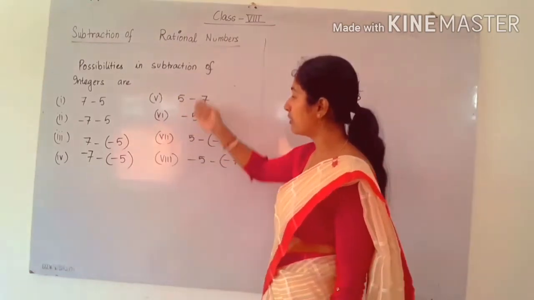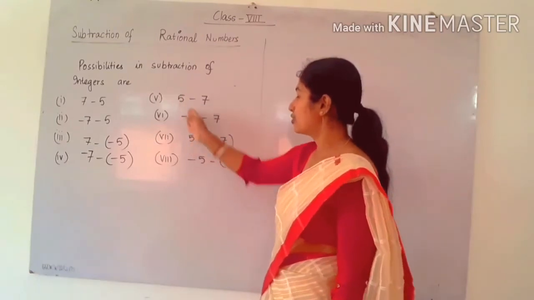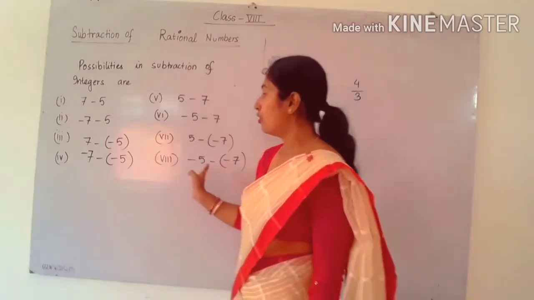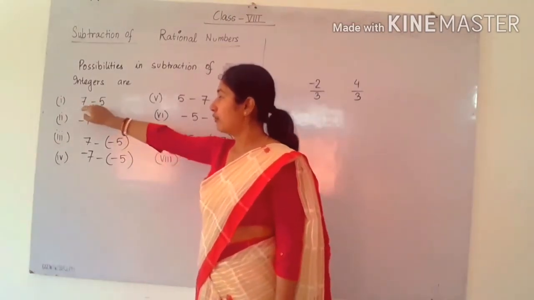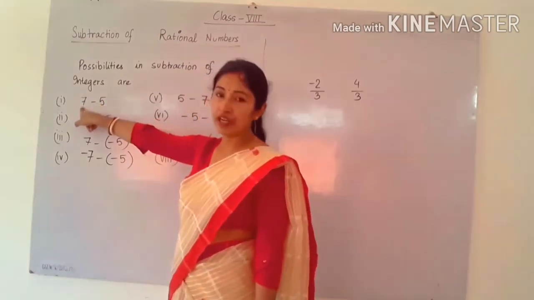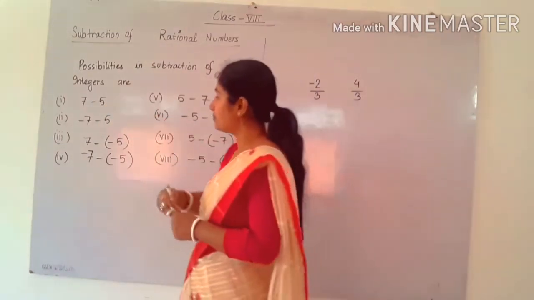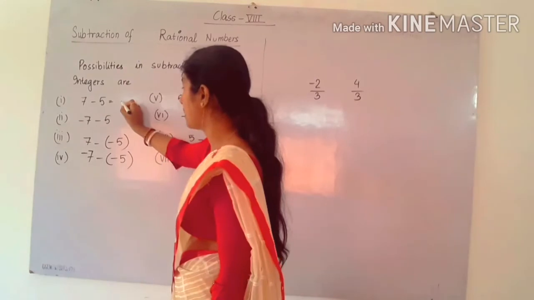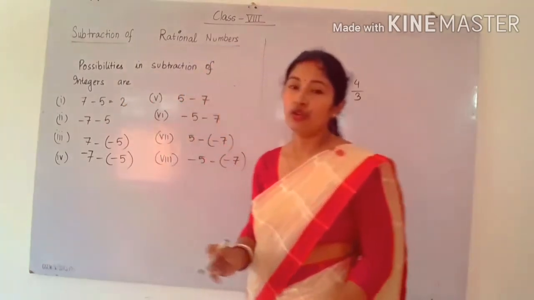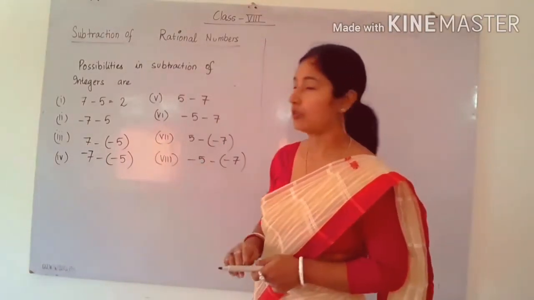In the next 4 possibilities, I have taken the first number as smaller than the second number. So the answer of the first will be what? Here we are subtracting 5 from 7. So 7 is bigger, 5 is smaller, so the answer will be 2. Already you know how to subtract an integer from another integer. So here the answer will be 2. You can also use a number line to find out the answer.